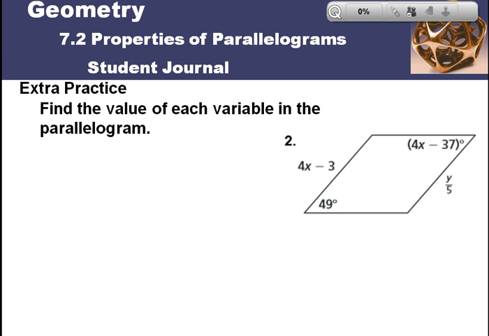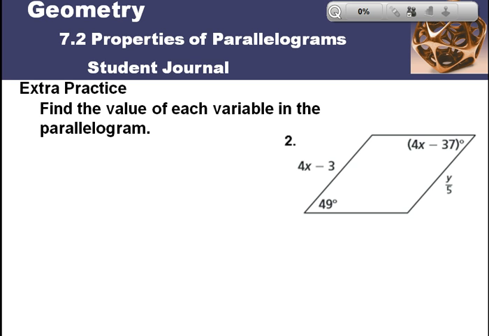So problem number 2, we have a pair of sides and we have a pair of angles. Again we need just one variable. If I look at these sides, I get 4x minus 3 would equal y over 5. And again, that's a problem because I have both an x and a y, so we're not going to go that route. We're going to look at these two angles first and see what that gives us.